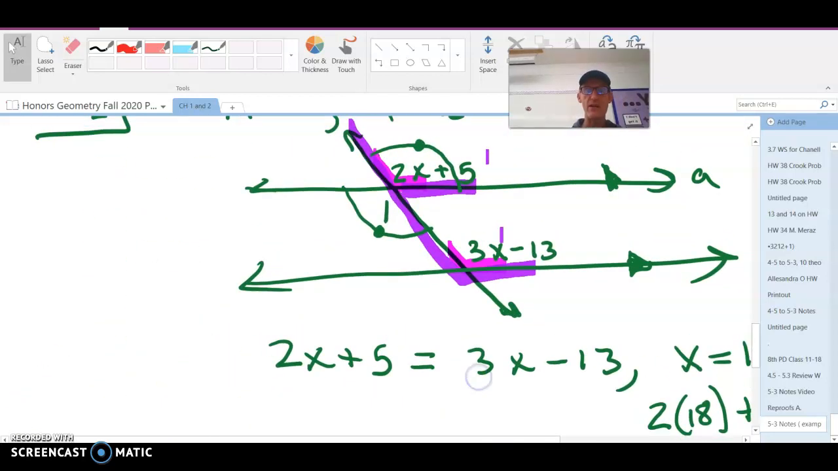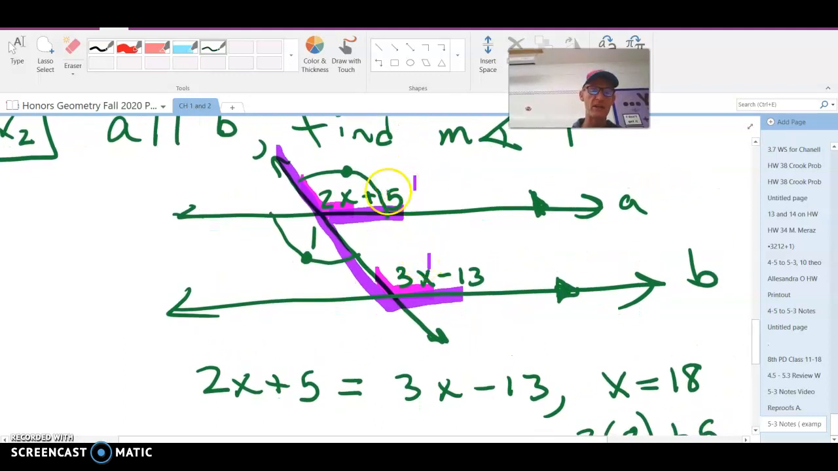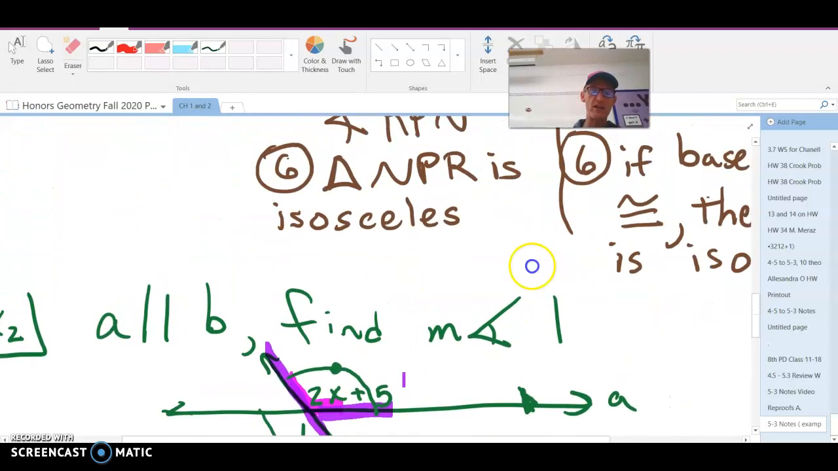And then 5.3 was using the 10 theorems. If the lines are parallel, the corresponding angles are congruent. And we get the equation, and the proof was the proof.